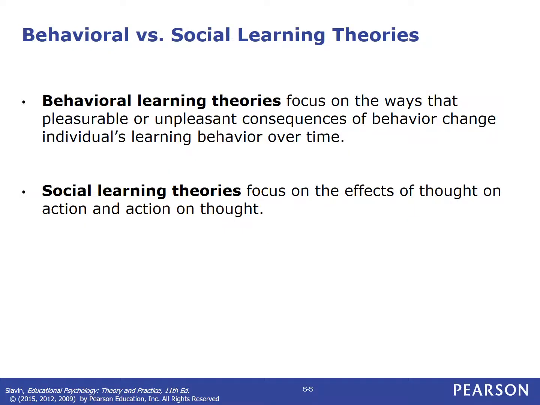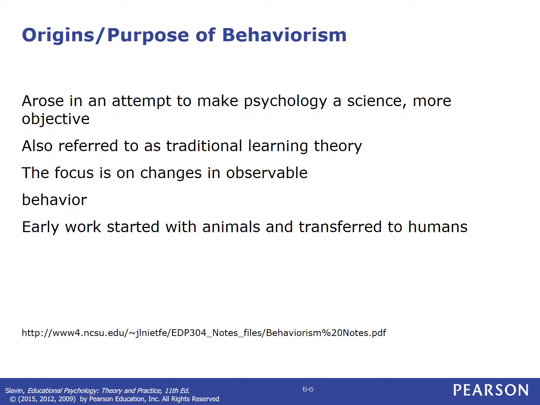So this week and next week, we'll be exploring behavioral learning theories as well as social learning theories. Next week, we'll focus more on social learning theories. So let's talk about behavioral learning theories, or behaviorism. This way of thinking arose in an attempt to make psychology a science and more objective. Some people refer to it as traditional learning theory. It came before some of the other theories we're going to learn, like information processing later. The focus is on changes in observable or outward behavior. The early work started with animals and transferred to humans.